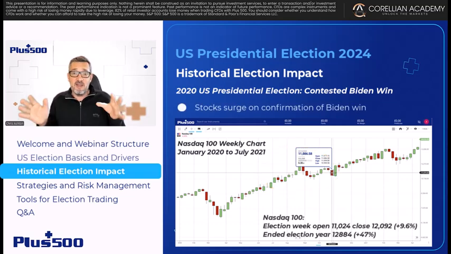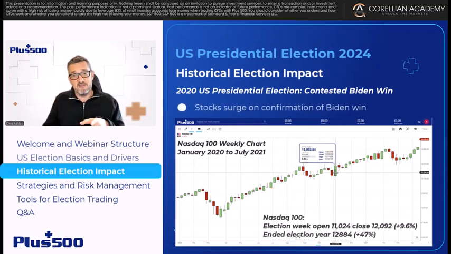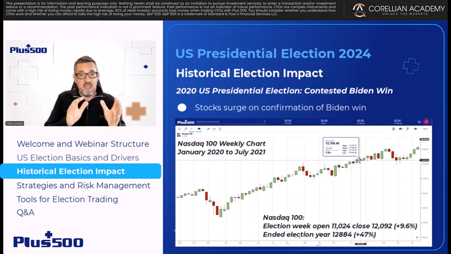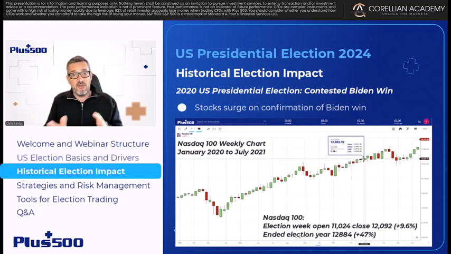Now, once it became clear that Joe Biden was leading in key states and was likely to win, the stock market surged, despite the uncertainty of a final result in the immediate days after the election. The S&P 500, the USA 30 and the NASDAQ 100 all posted significant gains during the week of the election.